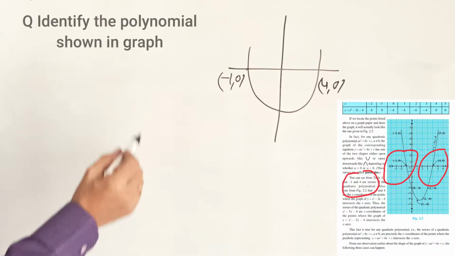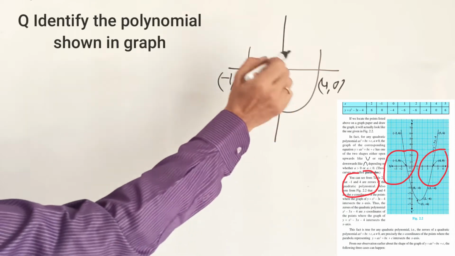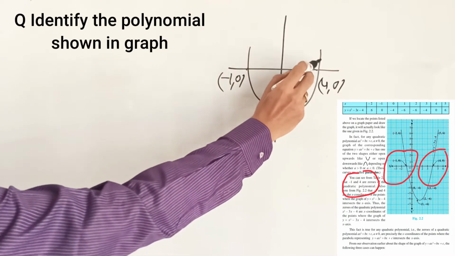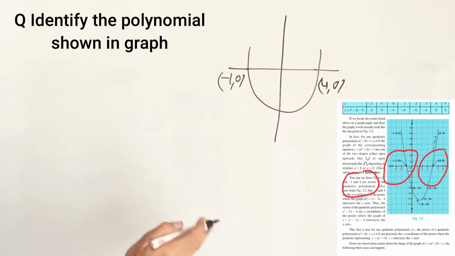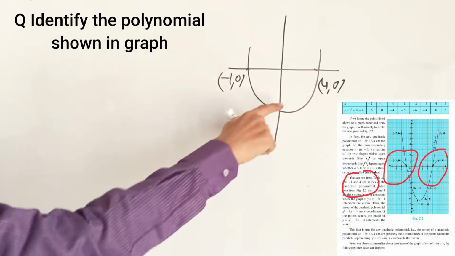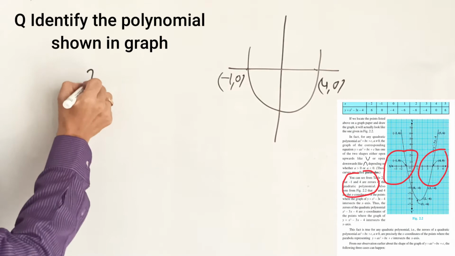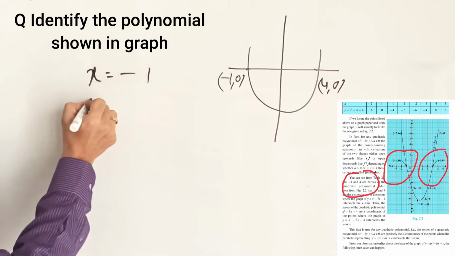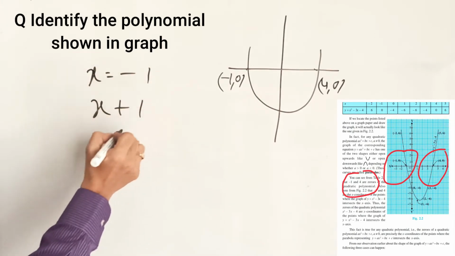Come to page number 23, showing a quadratic polynomial because it is intersecting at 2 points. We have to identify the quadratic polynomial shown by this graph. So zero, x is equal to -1, so the factor will be x plus 1.